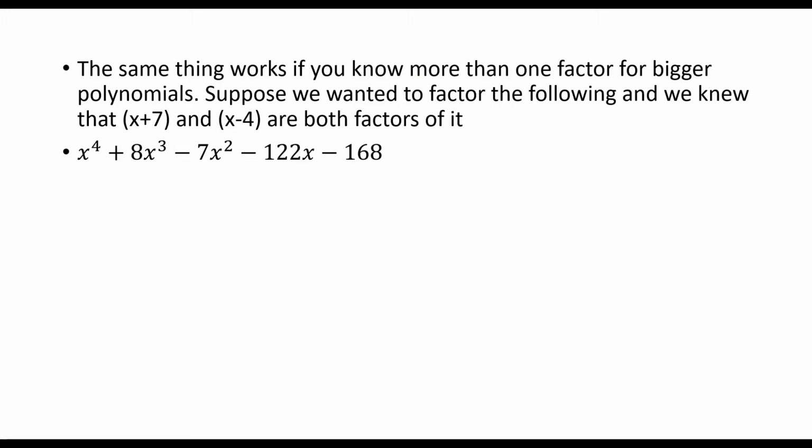And the same thing works if you know more than one factor for a bigger polynomial. So suppose you wanted to factor this equation, and you knew two of the factors. You knew that x plus 7 is a factor, and you knew that x minus 4 is a factor. Well, just take those two factors and set them equal to 0. Solve for them.